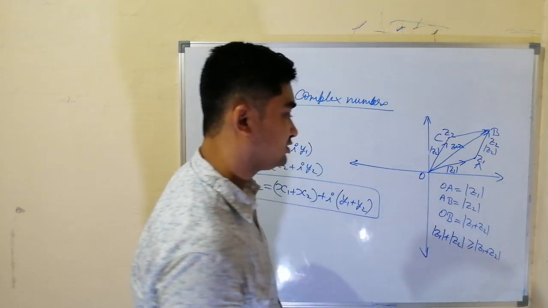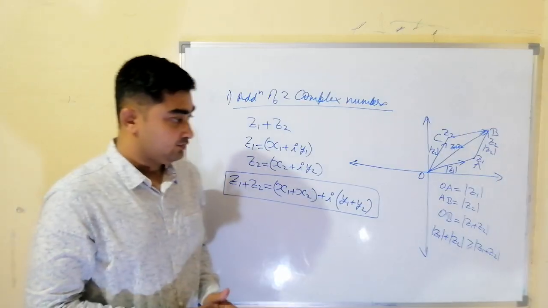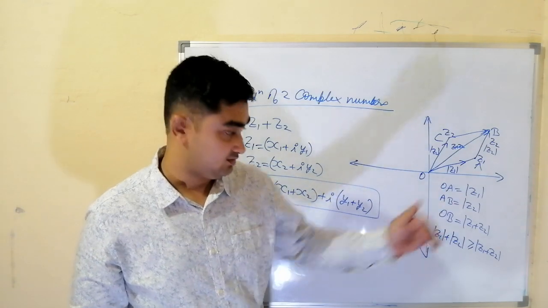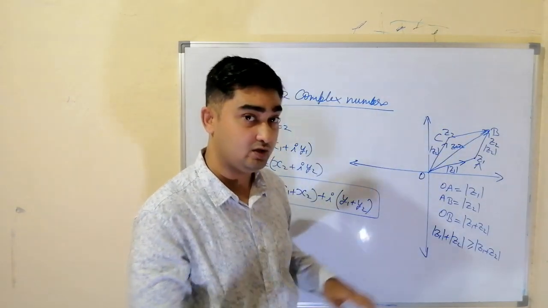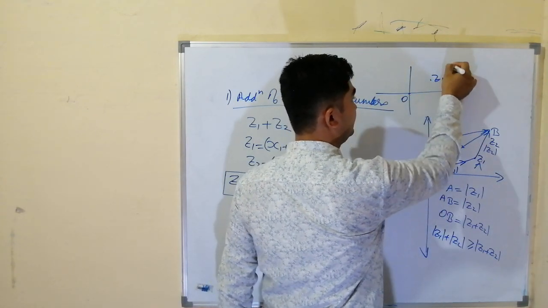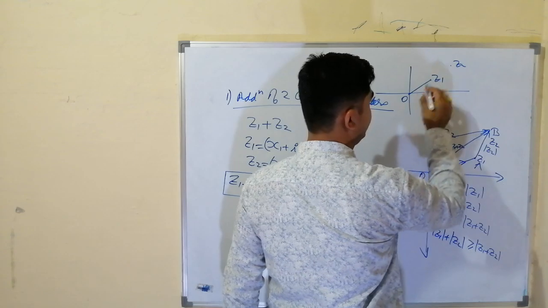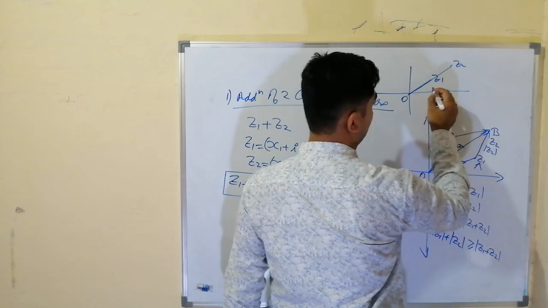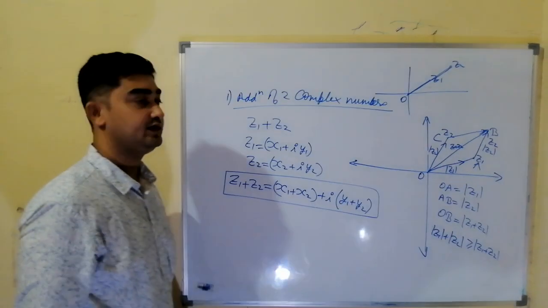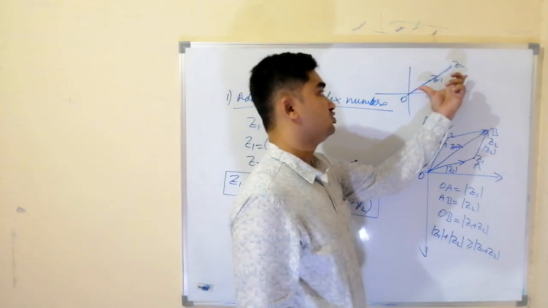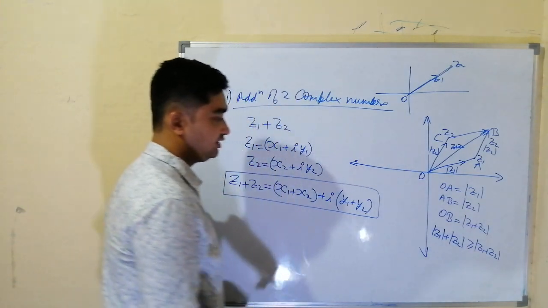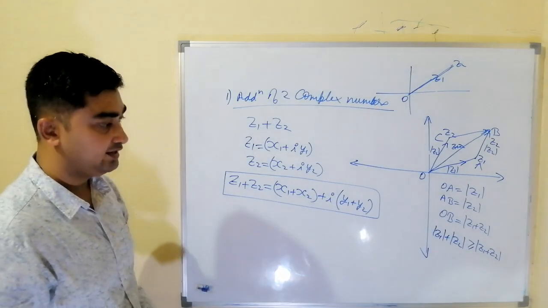They will be equal when Z1 and Z2 are collinear. If this is the case, this is O, this is Z1 and this is Z2. This is OZ1, this is OZ2, then we will get Z1 plus Z2. They will become equal. OZ1 plus OZ2 is nothing but Z1 plus Z2. So we get the equality sign when they do not form a triangle but lie on a straight line.